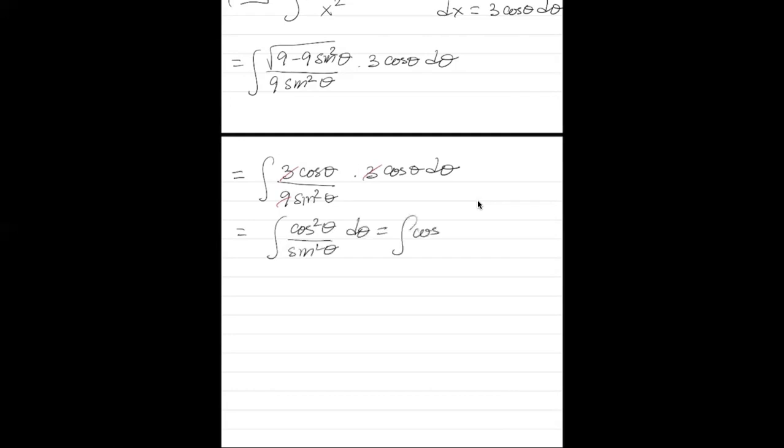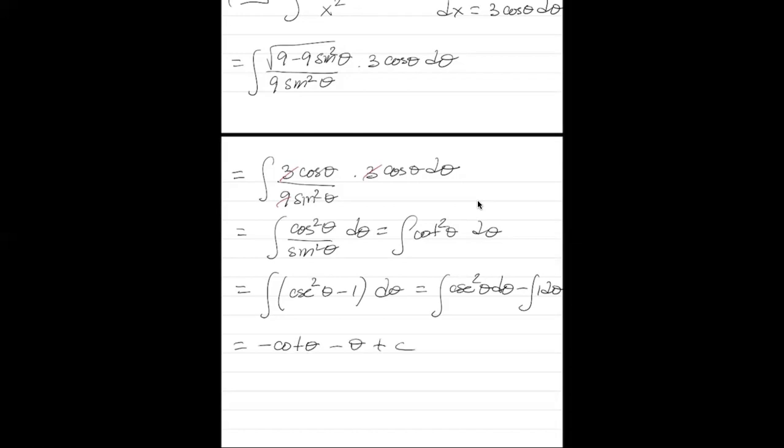Which we know is cotangent squared theta d theta. And we have a trig formula that can convert cotangent squared to cosecant squared theta minus 1. We can break this down into two integrals, cosecant squared theta d theta minus 1 d theta. And that is a formula. So that's negative cotangent theta minus theta plus C.